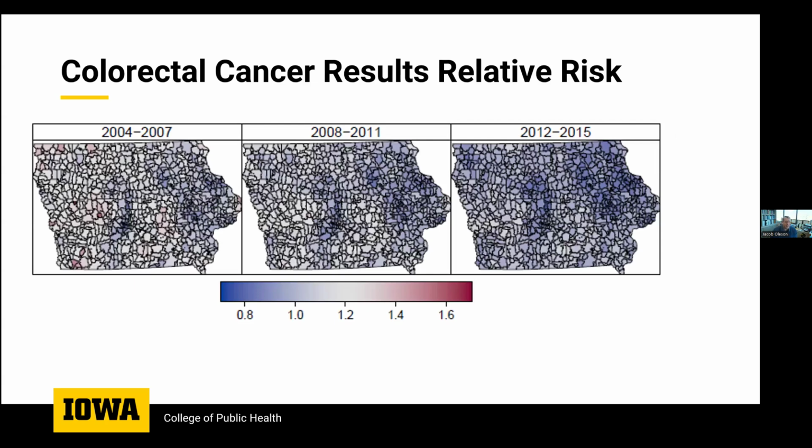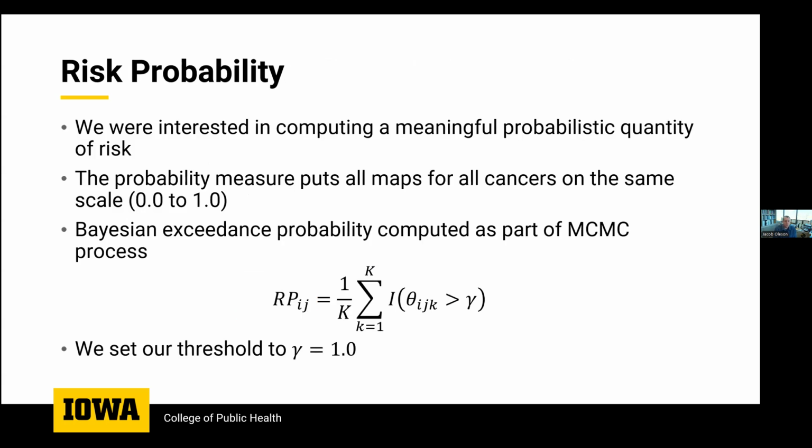The result of that would be the relative risk, where the state average should be 1. And you can see these maps are not all that colorful at the relative risk scale. So we wanted to take the relative risk and go further away from the data than even this is. The way that we did that was to construct a risk probability. What is the probability that your ZCTA has a relative risk that's above the state average?